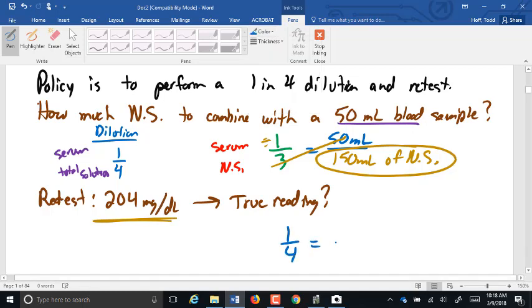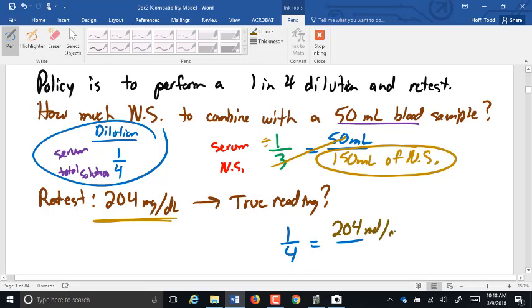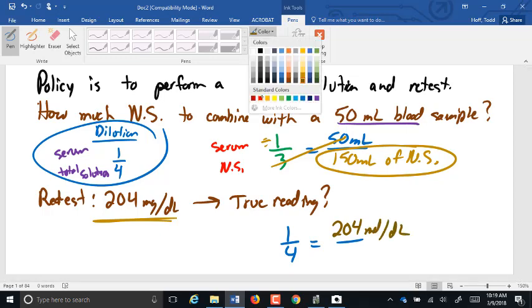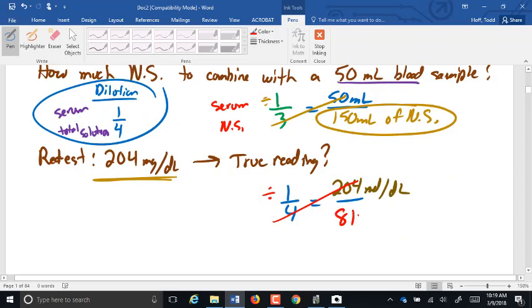We used the dilution again, the 1 in 4, to adjust that reading. Where does the 204 milligrams per deciliter go? On top. And we will cross multiply and divide. 4 times 204 divided by 1, 816 milligrams per deciliter.